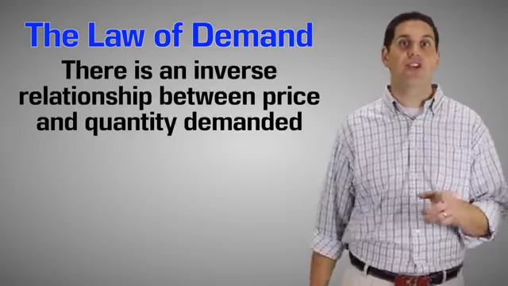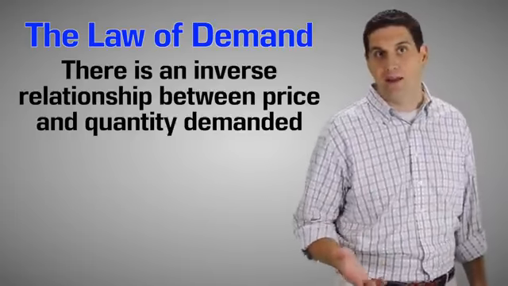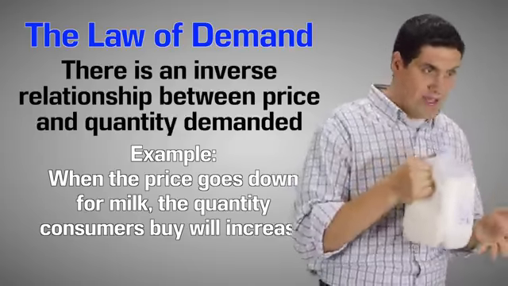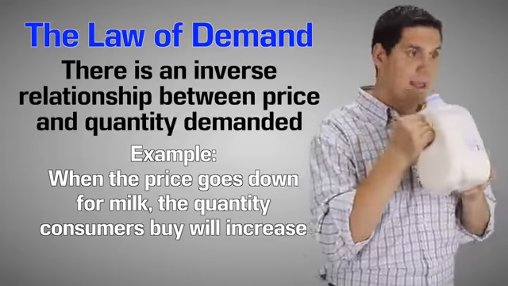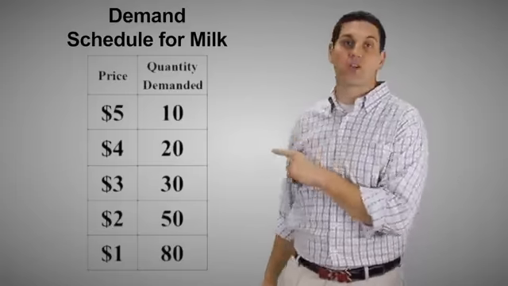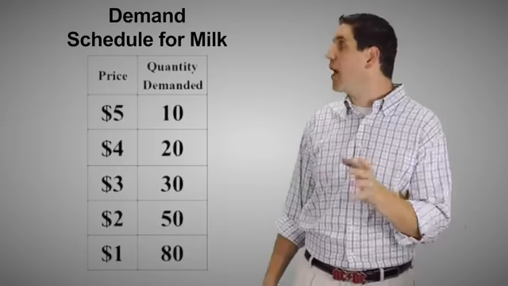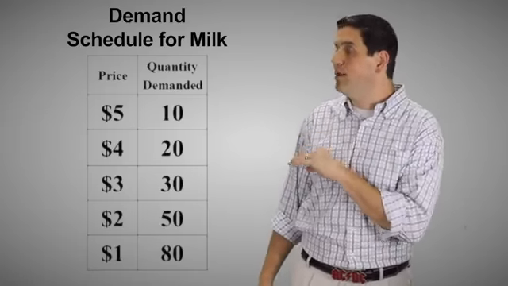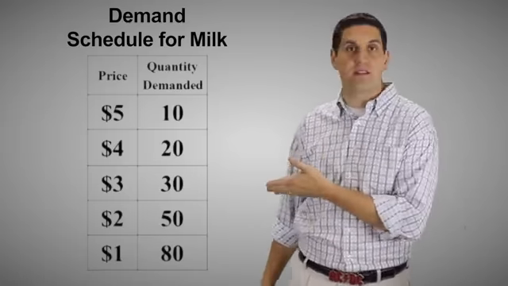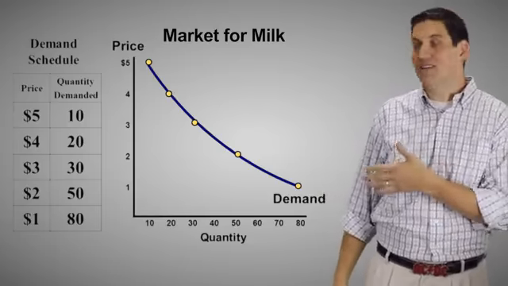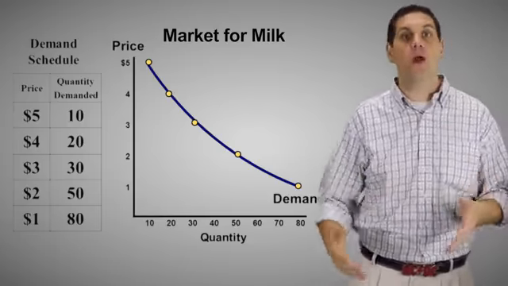an inverse relationship between price and quantity demanded. That means when the price goes down, the quantity demanded increases. If the price goes down, the quantity demanded goes up again. So take a look at this demand schedule. As you can see, when the price goes down, the quantity demanded goes up. When the price goes down to 4, 3, 2, and 1, the quantity demanded increases. Now when you plot these points, you're going to get a demand curve, which looks like this. It's a downward sloping curve showing the law of demand.